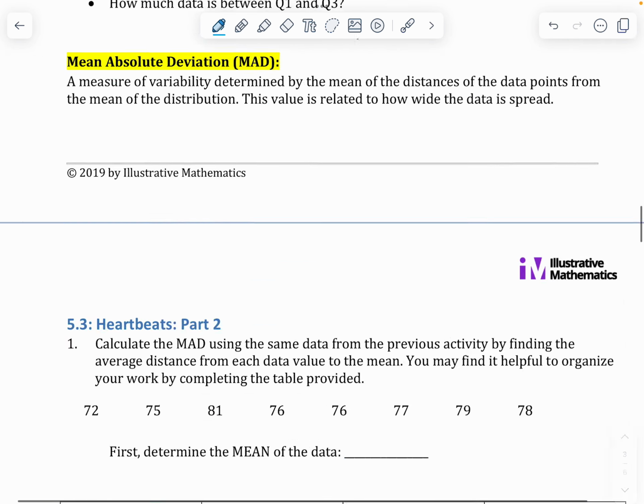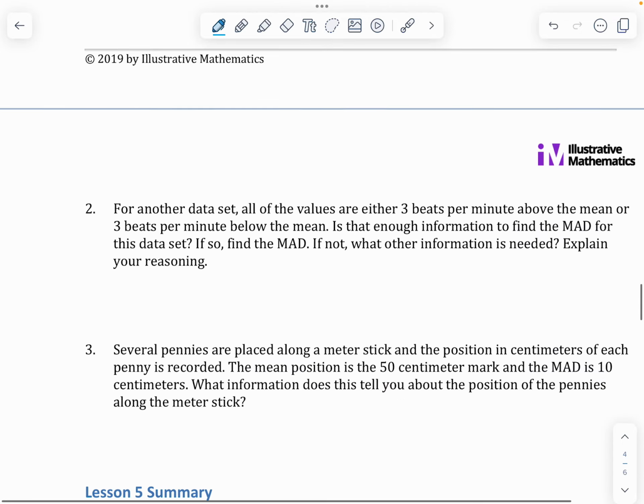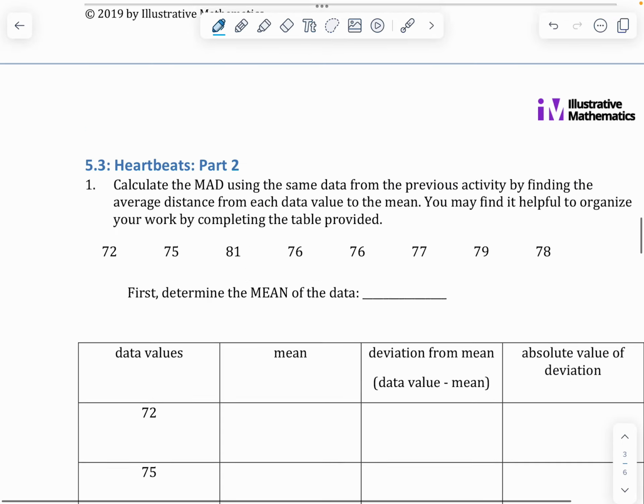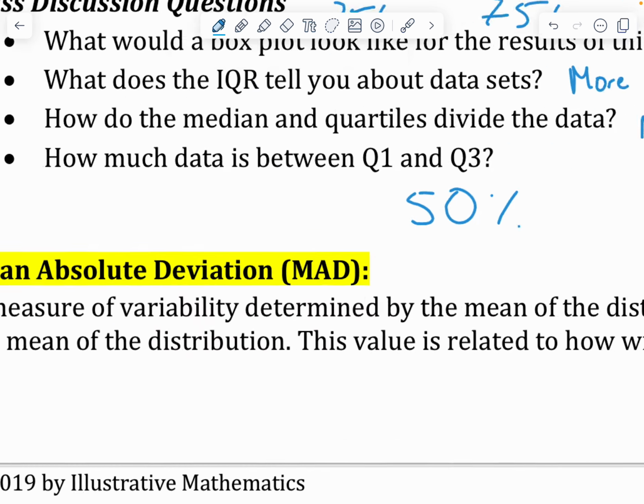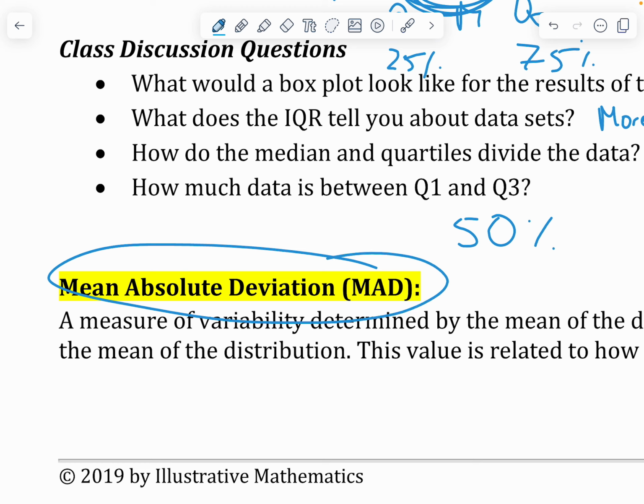Okay, we're going to move on to the last thing here for today's summary. This is something that was added to the curriculum this year, so it's a little bit more complicated, and I understand if it doesn't make sense fully, but let's get into it. It says the measure of variability determined by the mean of the distance of the data points from the mean of the distribution is called mean absolute deviation. So average absolute deviation. Deviation means how much it's different than the normal.